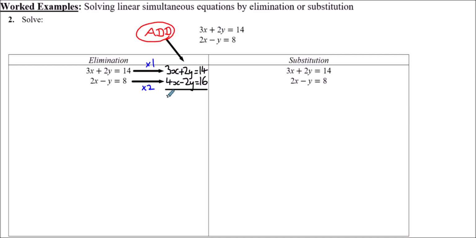So 3x plus 4x gives us 7x. The y's cancel, they eliminate. And 14 plus 16 gives us 30. So therefore we see that x must be 30 divided by 7, which can leave us 30 over 7. As ever, we then sub this back into one of the initial equations. If you're not sure which one to pick, whichever equation looks the easiest to you. I would say this equation at the bottom looks a bit easier than the top one. So I'm going to sub x equals 30 over 7 into the initial bottom equation.